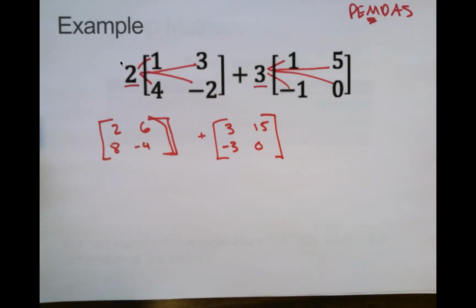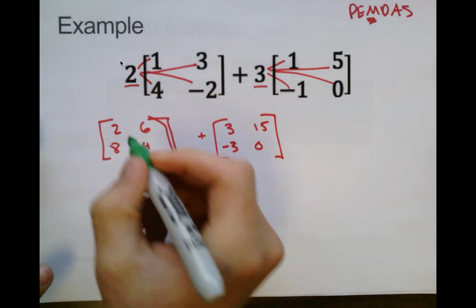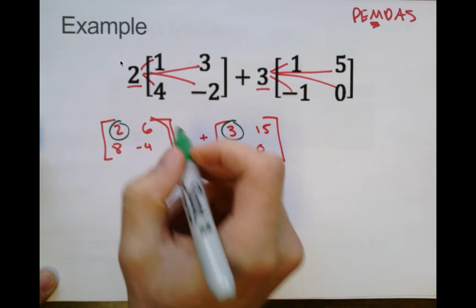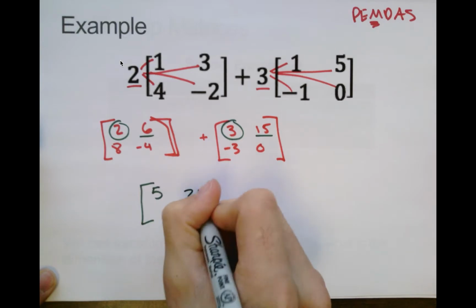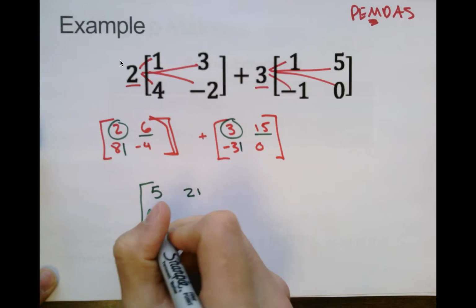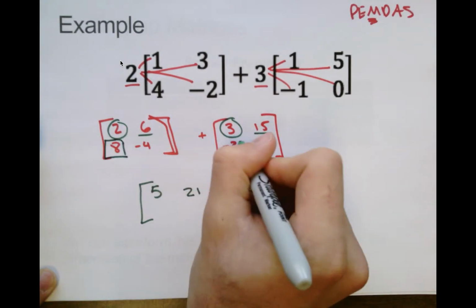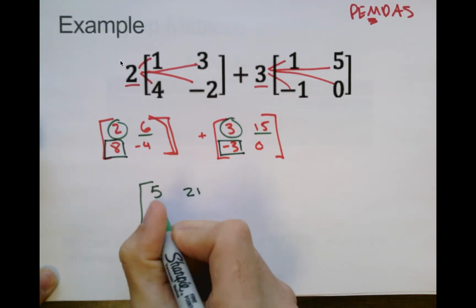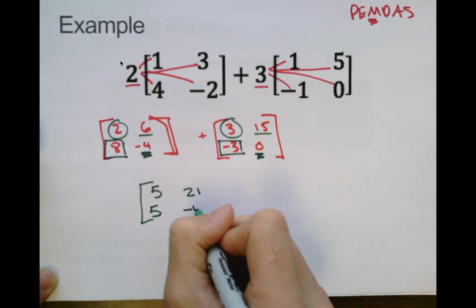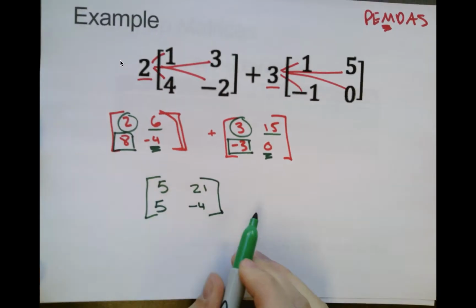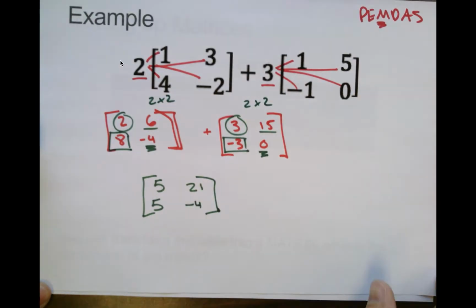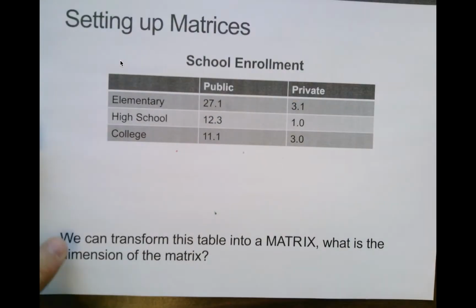Now it just becomes an addition problem, and all we're going to do is add the corresponding parts. 2 and 3 would be corresponding. That would be 5. 6 and 15 would be corresponding, and those two together is 21. 8 and negative 3 would be corresponding. That could be a little confusing, but I will add those two together. That'll be 5 as well. And then negative 4 and 0 added together would give us negative 4, which would be our answer. Again, we can add these two things together because this was a 2 by 2 matrix, and this was also a 2 by 2 matrix.